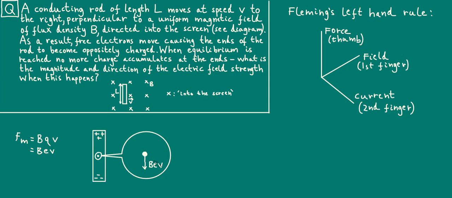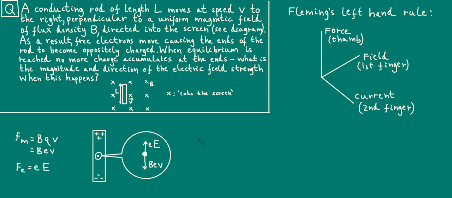Now, once net charge has started accumulating at the ends of the rod, the free electrons are repelled by the negative charge at the bottom and attracted to the positive charge at the top. In other words, an electric field now exists inside the rod, and therefore there is an upward electrostatic force on the free electrons. This electrostatic force, call it F subscript E, is given by the magnitude of the charge, e, multiplied by the electric field strength, capital E. Let's add that to our diagram as well.